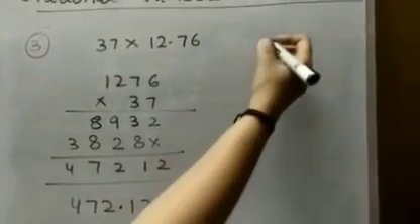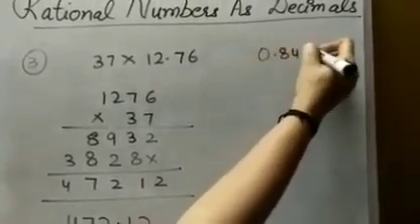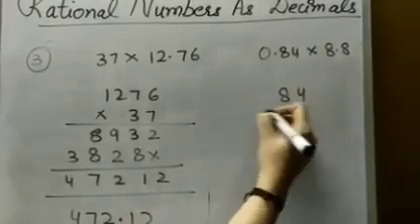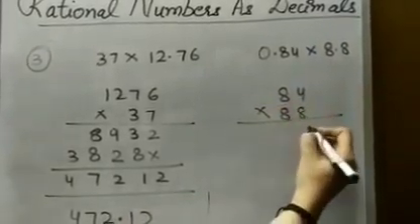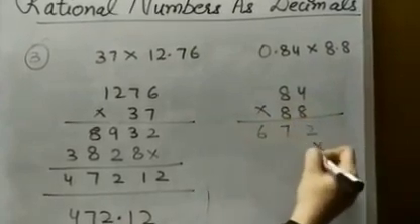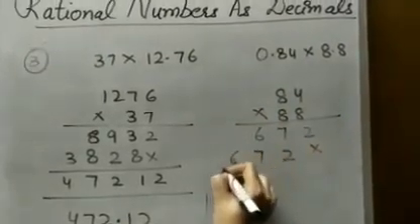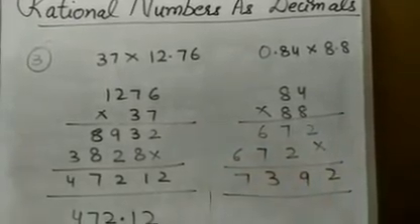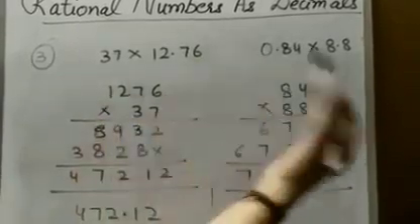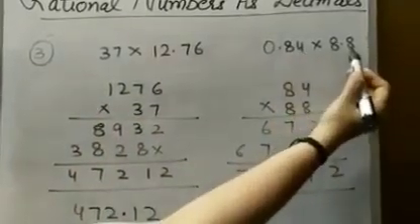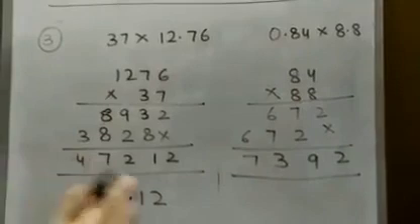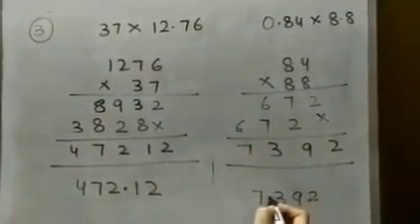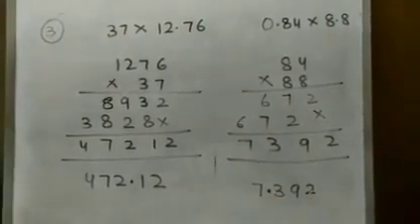One more example I am taking, 0.84 multiplied by 8.8. Multiply the number with the number only. 267. Again the same number, 67. Add the numbers. Now count the digits after the decimal in both the numbers. 1, 2, here 3. How many digits do we have after the decimal? 3. So the decimal will shift 3 places from right to left. 1, 2, 3. Your answer is 7.392.